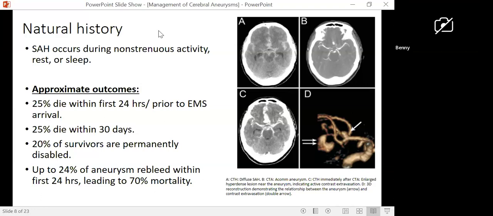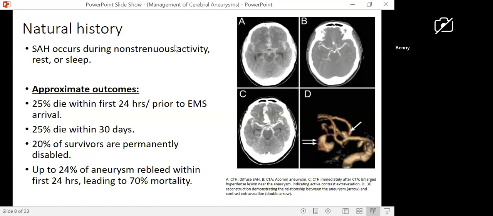So the approximate outcomes when someone does have a brain aneurysm that ruptures is still very devastating to the patient. 25% of patients die essentially immediately before EMS even arrives to them. They've already passed away. And 25% of patients die within the first day. 25% of patients die within 30 days due to complications of the subarachnoid hemorrhage. And about 25% of patients are permanently disabled. Those that survive are permanently disabled.